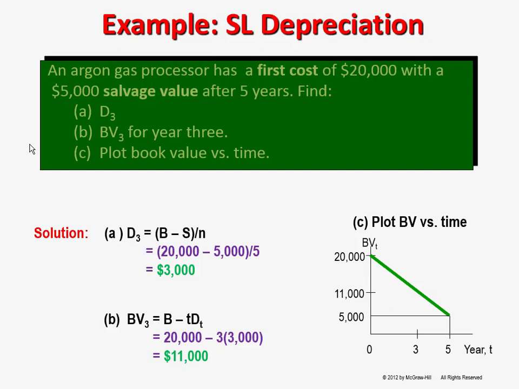And so the book value in year 3 is the initial cost of $20,000 minus 3 years of $3,000 per year. So $11,000 is how much that item is worth at the end of the 3rd year. And you can see it's called straight line depreciation for a reason, because the value over time decreases linearly. And so there's the graph of the book value versus time. Any questions about straight line depreciation?